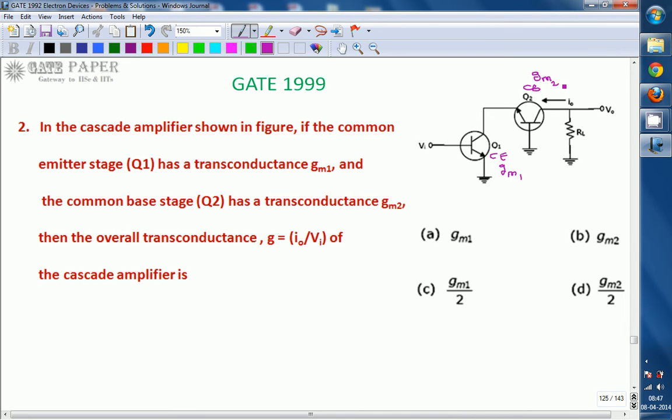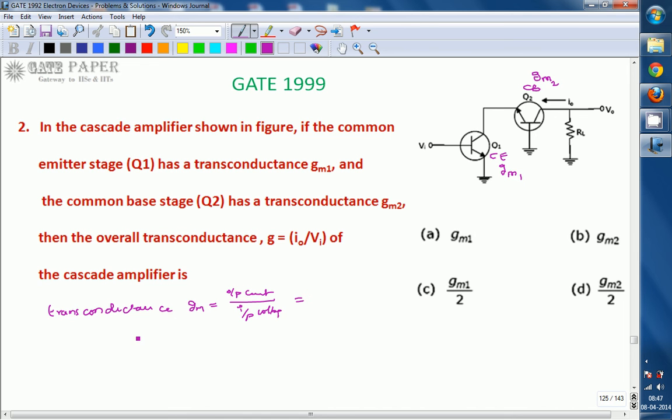Let us assume transconductance is defined as output current by input voltage. Transconductance is indicated with GM, which is nothing but output current divided by input voltage. So the output current here is the output current of Q1.